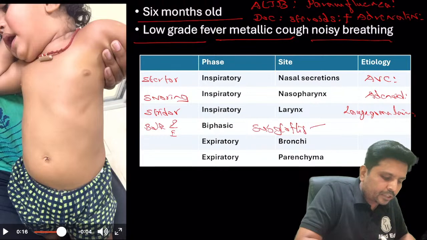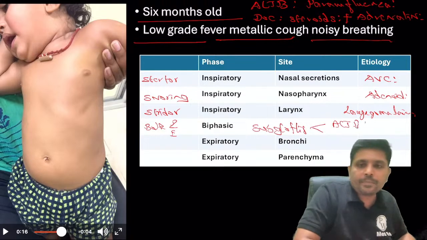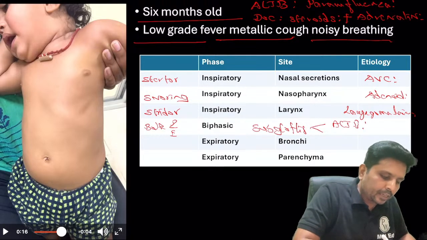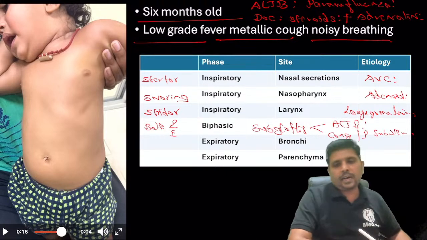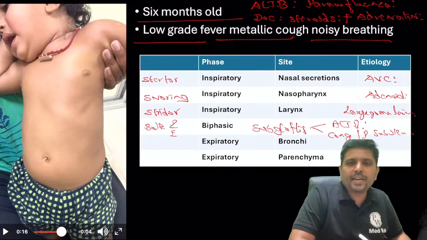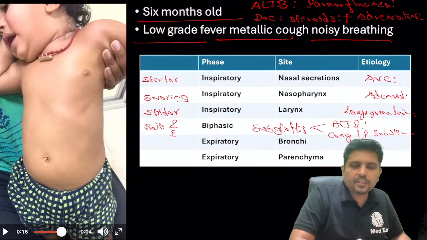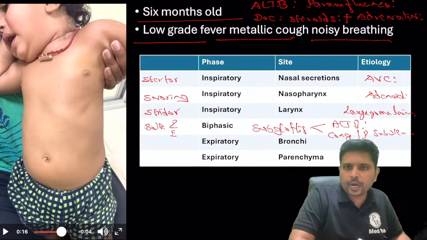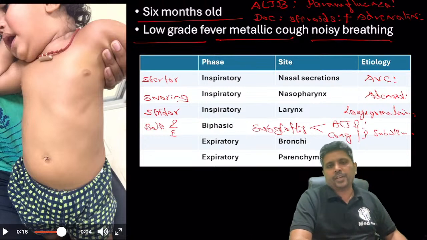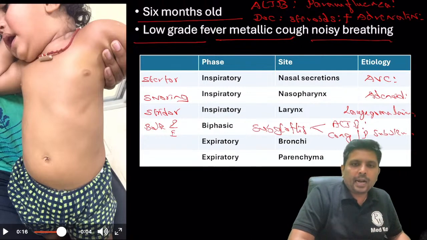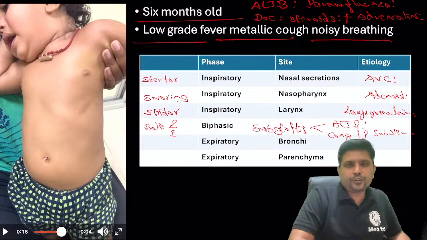There are two conditions that can cause it. One is ALTB. Another is congenital or post-intubation subglottic stenosis. And finally, the first three, stutter, snoring, stridor, are inspiratory, whereas biphasic is both inspiratory and expiratory, which can occur due to ALTB.